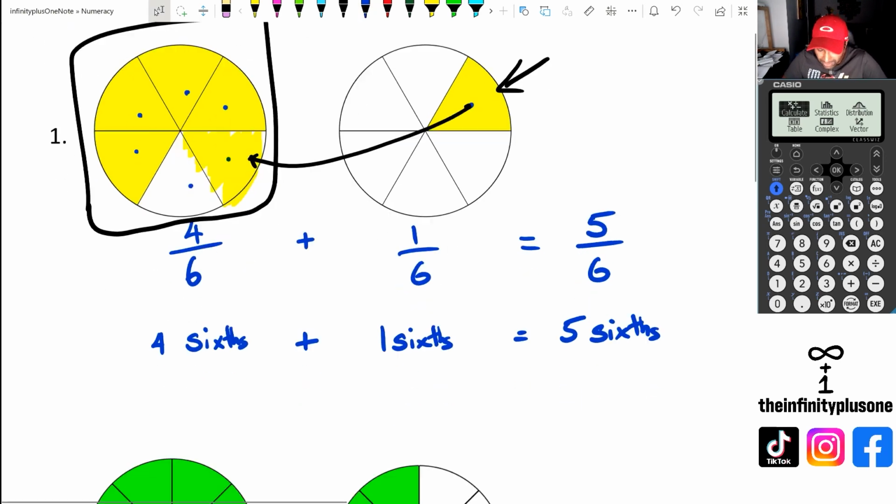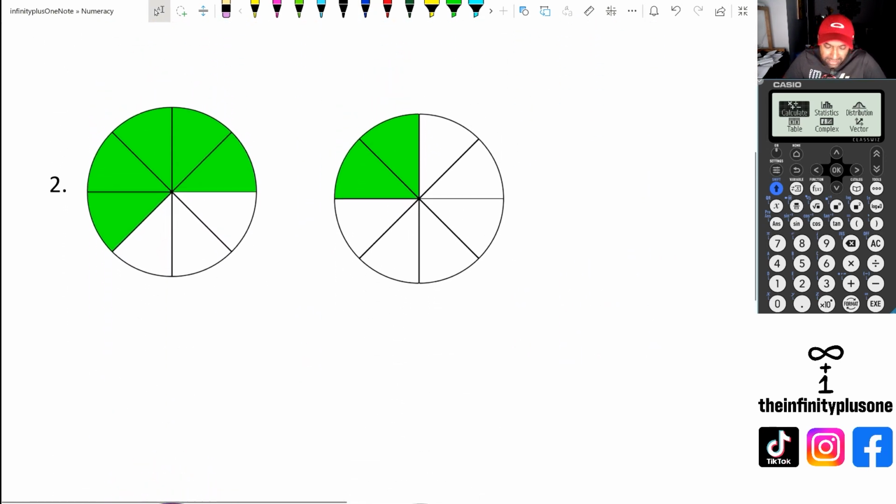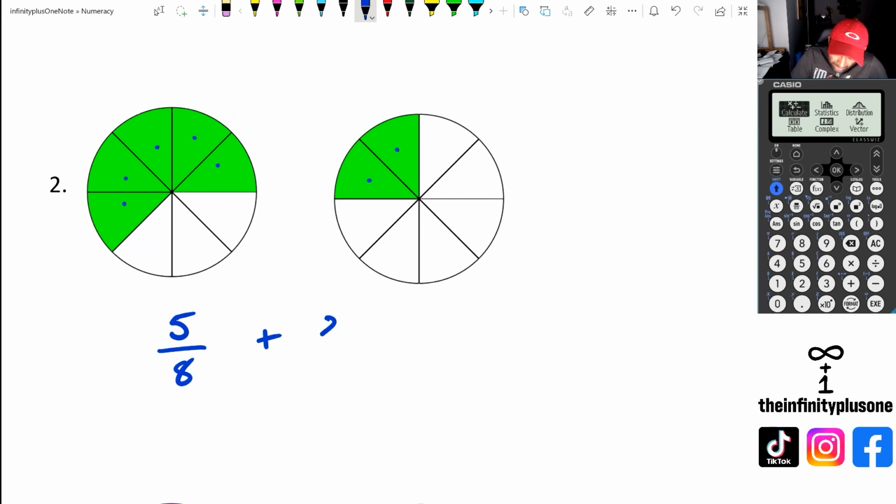Let's have a look at the second example here. What we've got here is 1, 2, 3, 4, 5. So we've got 5 out of 8 that's shaded. And we're adding 1, 2, so 2 out of 8 that's shaded, which means we add the numerators together. That's the 5 and 2, which means we're going to get 7. And the denominators, we leave as they are, so 7 over 8.